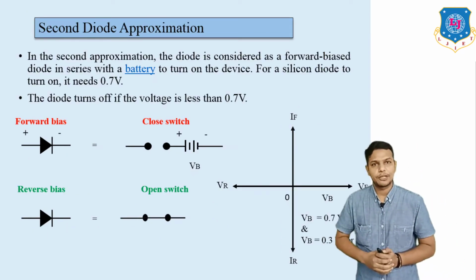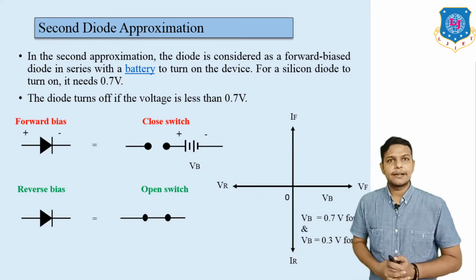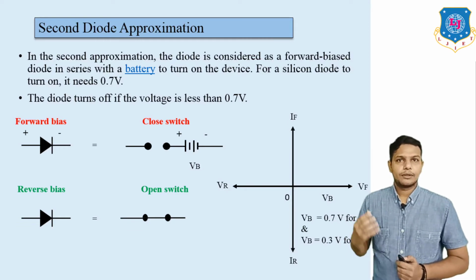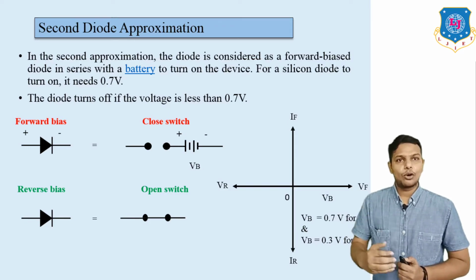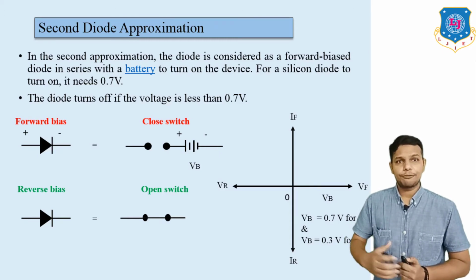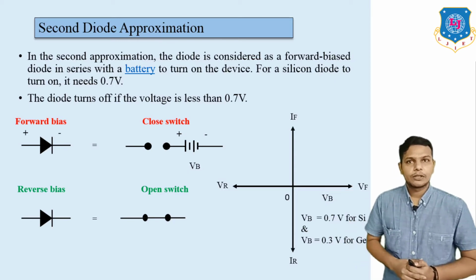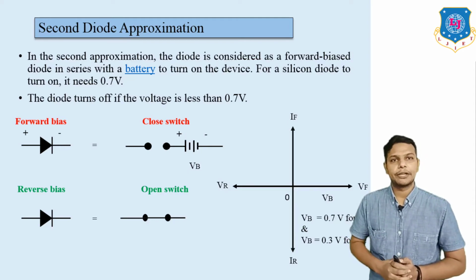Then the second diode approximation. Here the diode is considered as a forward-biased diode in series with a battery to turn on the device. If we consider silicon material, then the diode needs 0.7 volts to turn on. If we consider germanium material, the diode needs 0.3 volts. The diode turns off if the voltage is less than 0.7 for silicon material.